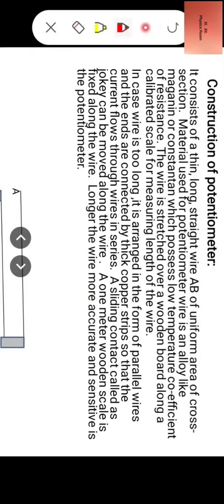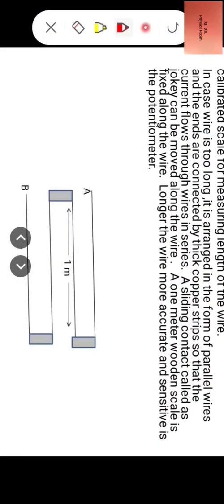Now, construction of potentiometer. It consists of a thin, long, straight wire AB of uniform area of cross section. The material used for potentiometer wire is an alloy like manganin or constantan, which possess low temperature coefficient of resistance. The wire is stretched over a wooden board along a calibrated scale for measuring length of the wire. In case the wire is too long, it is arranged in the form of parallel wires.